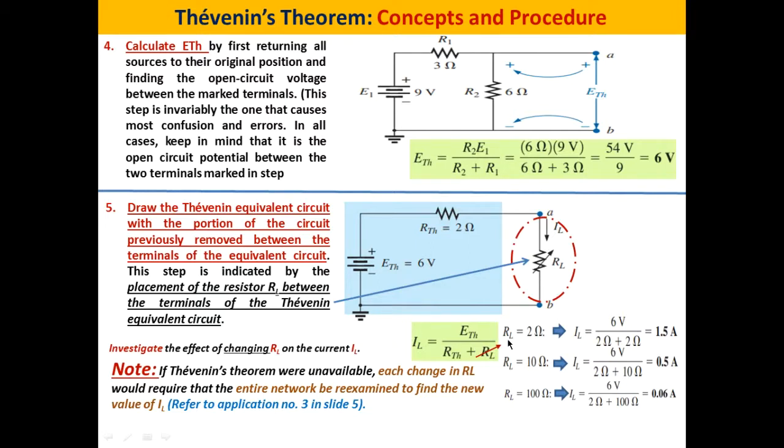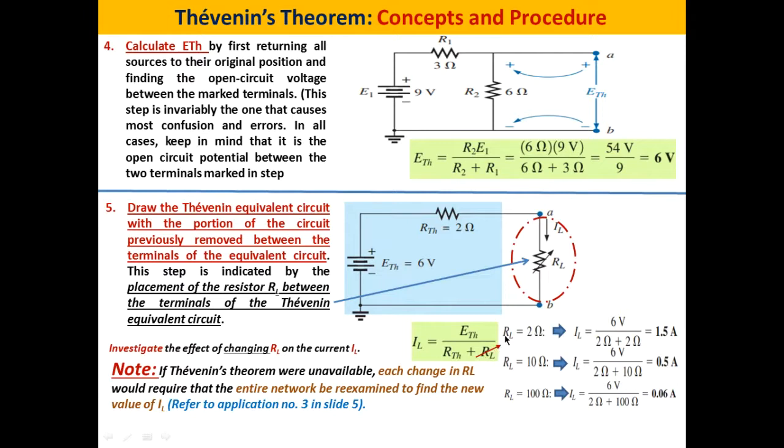So here IL is equal to E Thevenin divided by R Thevenin plus RL. If we change the value of RL, let's assume that we have a constant voltage. Of course, E Thevenin should not change, only RL. We are going to see the effect of changing RL on the current going into the load.